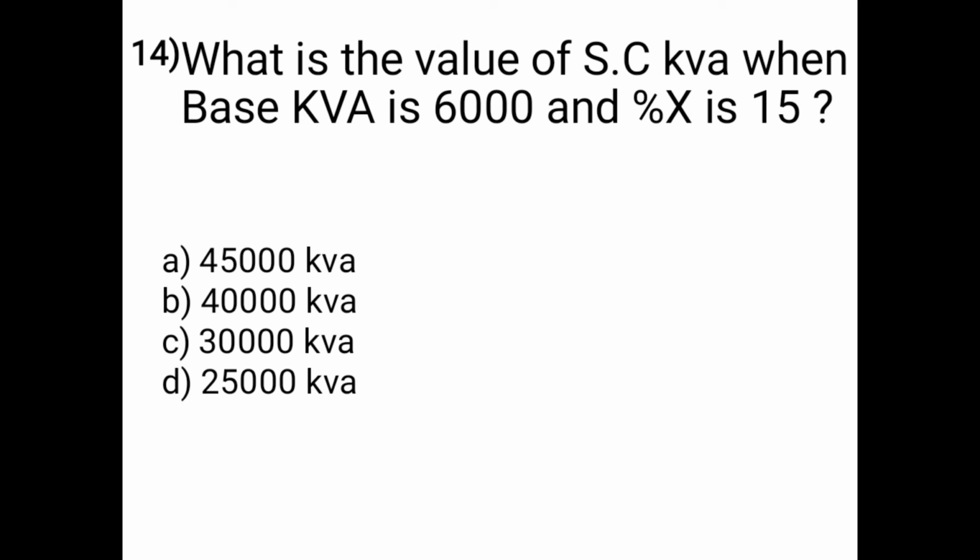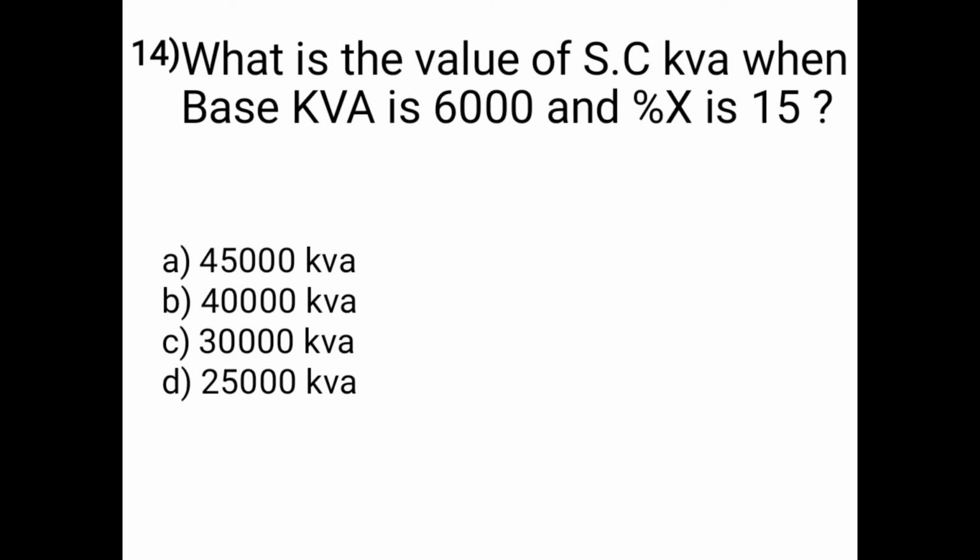Then the next question: what is the value of short circuit kVA when base kVA is 6000 and percentage reactance is 50? Here we calculate the short circuit kVA. The formula of short circuit kVA is base kVA multiplied by 100 upon percentage reactance, same as short circuit current. Short circuit current is current into 100 divided by percentage reactance, but short circuit kVA is base kVA multiplied by 100 divided by percentage reactance.